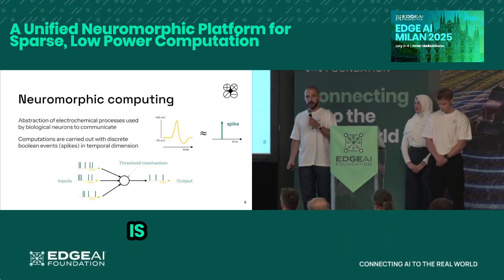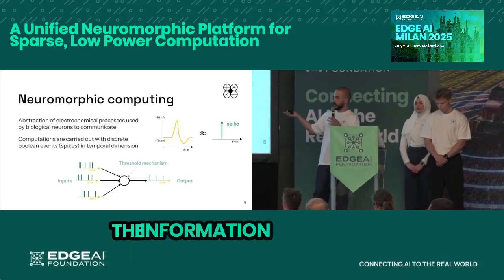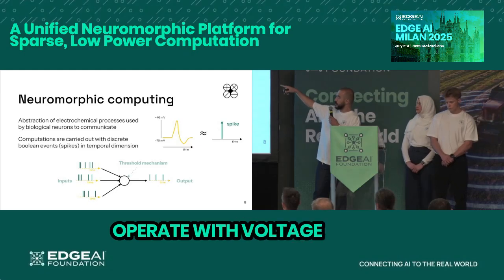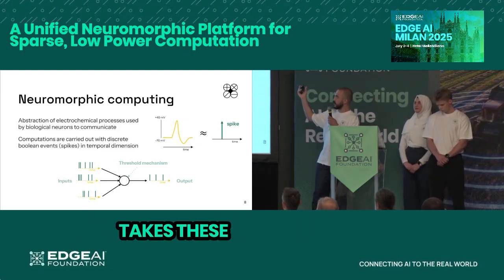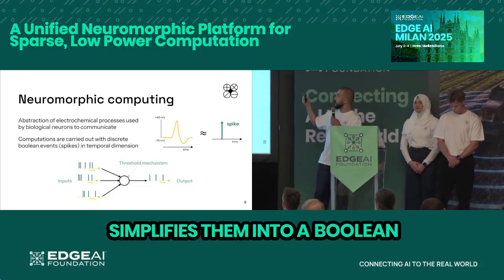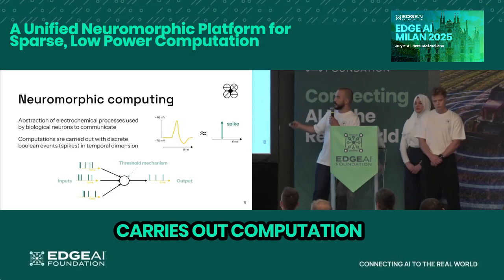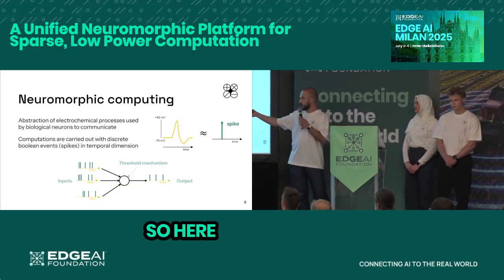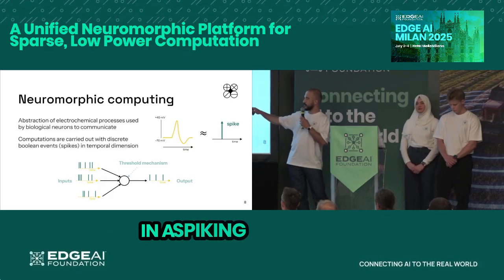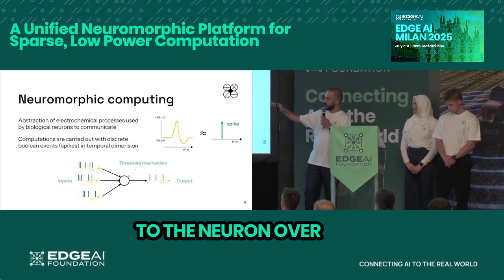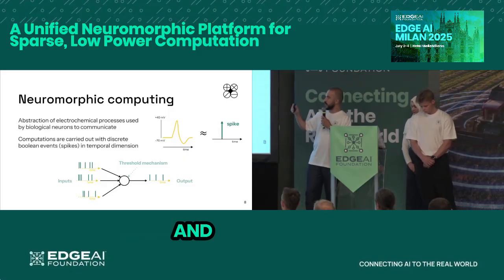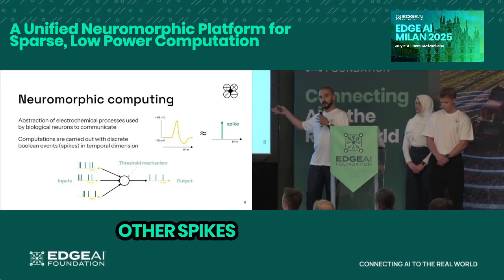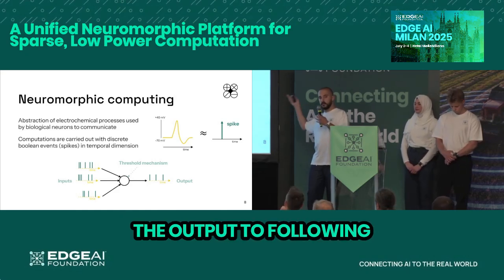Neuromorphic computing is an abstraction of how information is processed in real biological neurons. As you can see here, neurons operate with voltage traces, and neuromorphic computing takes these voltage traces, simplifies them into a Boolean abstraction called spikes, and carries out computation by propagating these spikes in neural networks. Here is a very simplified mechanism of how this works in a spiking neuron. You have inputs coming to the neuron over time, so a series of spikes reaches the neuron, and then there's a threshold comparison. If enough spikes come into the neuron, then the neuron fires out other spikes, and these form the output to following neurons in the network.